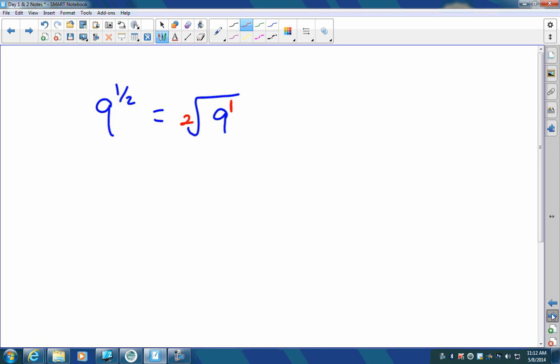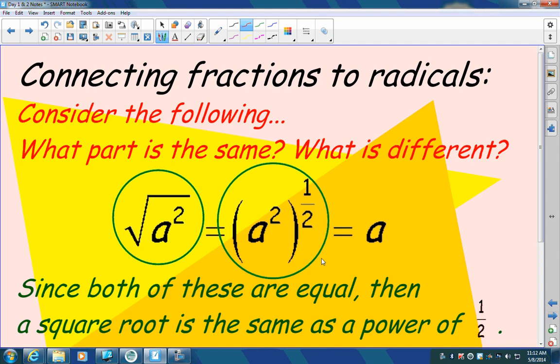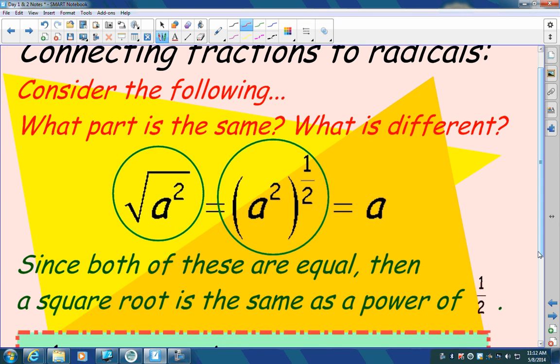Now, I think it's on the next slide. Hold on a second. Okay, yes, so look here. It says connecting the fractions to radicals. Consider the following. What part is the same and what is different? As you look at this, instead of writing square root, I can write it as a fraction, which is 1/2. On the square root, though, we don't see the number 2. But that's where this number right here is coming from.